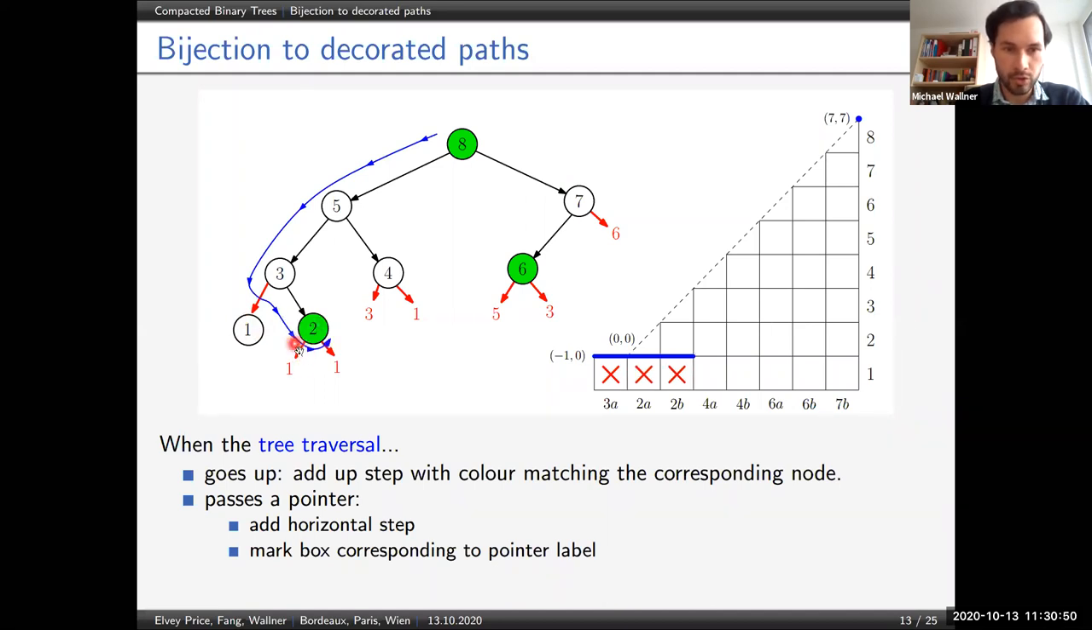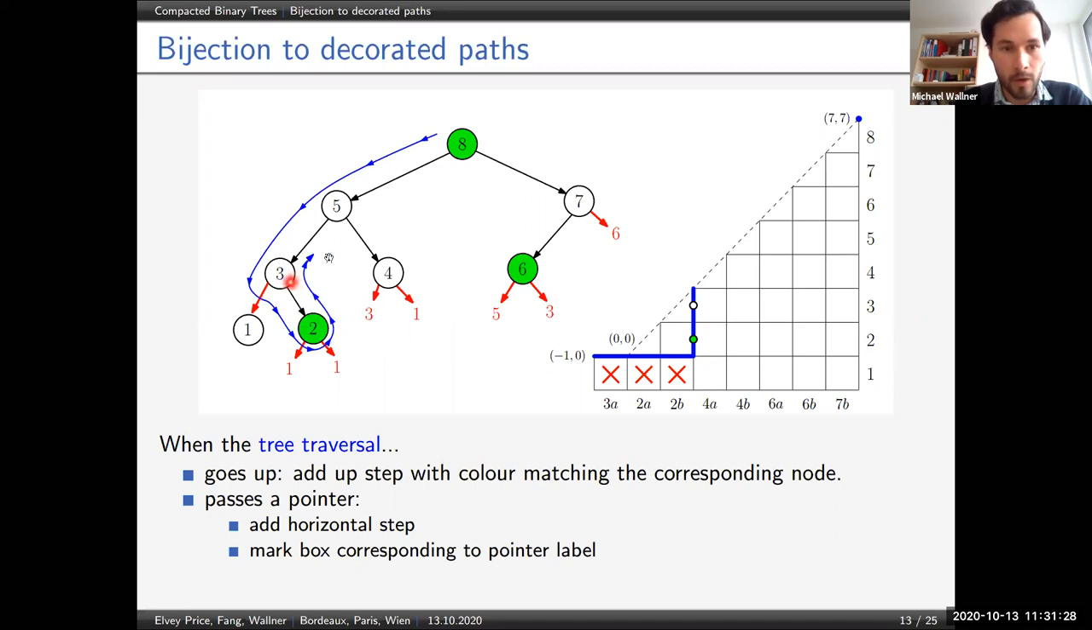Then we go through two red edges again. So we go to the right, and we make a cross in the box below, which corresponds to the one. And every time we go up a black edge, we also do an up step here, and we label accordingly, because every one of these black edges can be uniquely associated to an internal node. We also color it according to this node here. This is basically the two here. And then we go on.